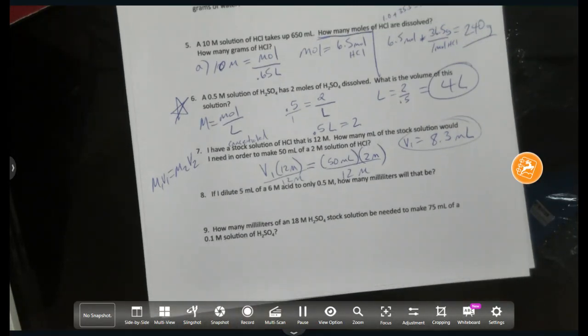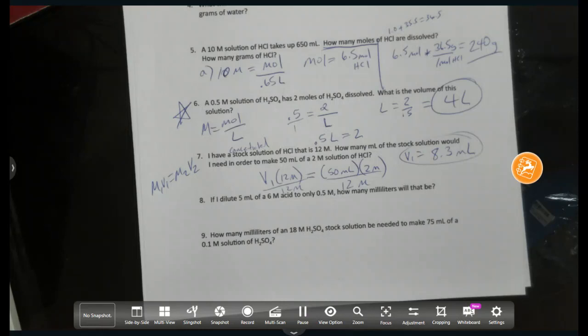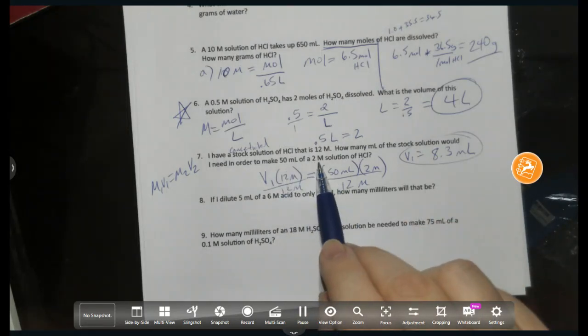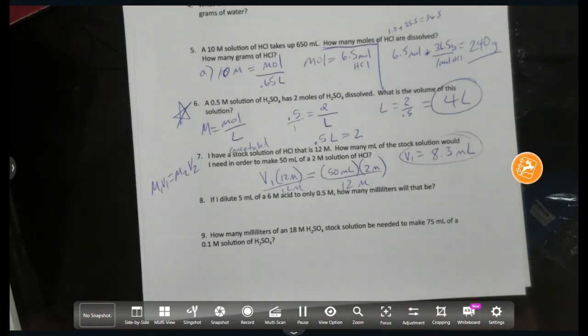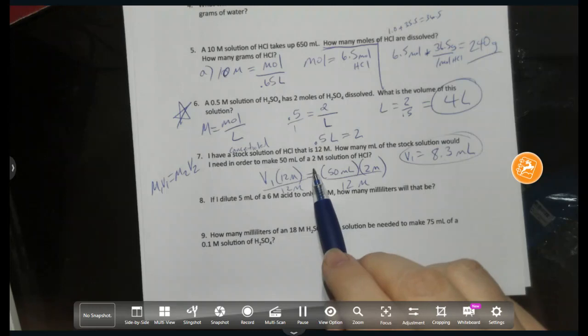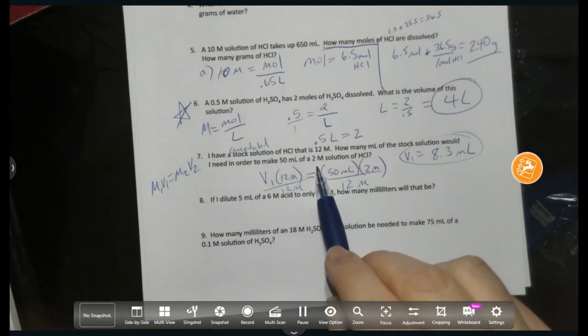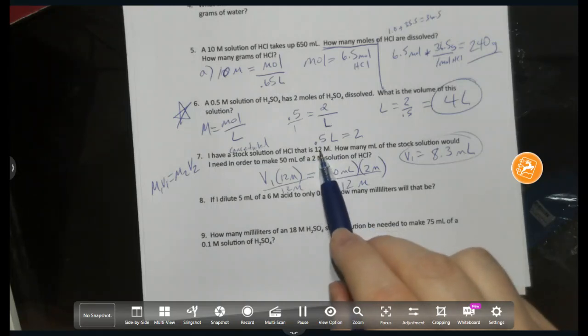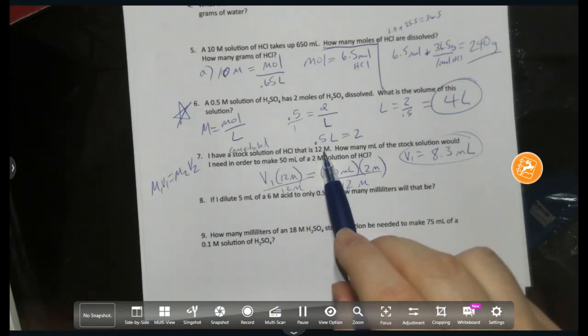So let's put this into some context here, and let's make it more than just a number we calculated. Let's pretend that your teacher is making this solution for you to use in lab. This is the one your lab instructions say to use: 50 mils of a 2 molar solution of hydrochloric acid. Well, as teachers, we don't have 2 molar solution in the chemical room. We buy it from the company at 12. That saves money on shipping. We're not paying for extra water.